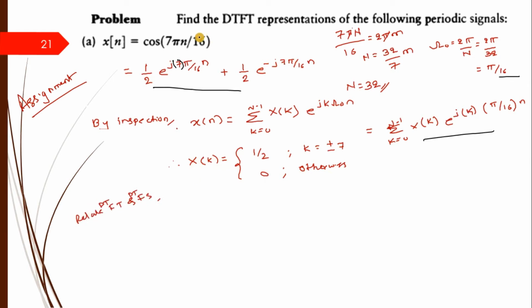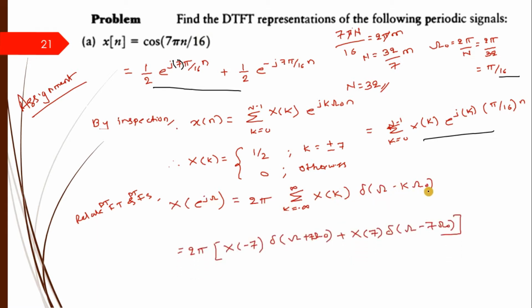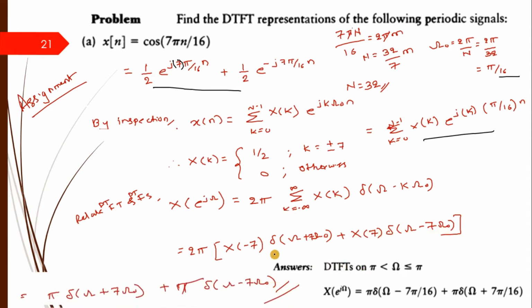Now we should not stop here, because we are being asked to find the DTFT. So the DTFT and DTFS relation goes like this, which we derived in the earlier class: 2 pi summation x of k delta of omega minus k omega naught. Omega naught is already found as pi by 16, and x of k exists only for minus 7 and plus 7. So we will write it. k substituted with minus 7 will get you this much. k substituted with 7 will get you this much.